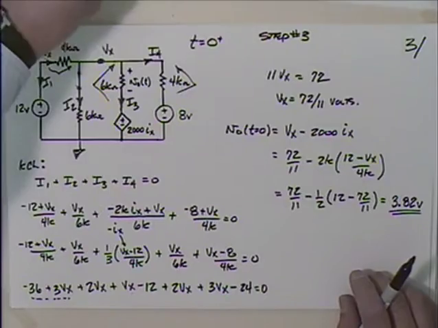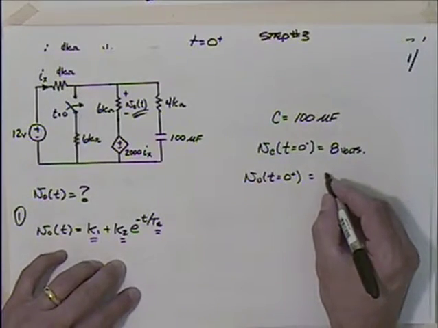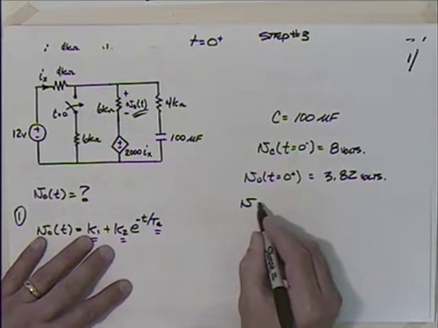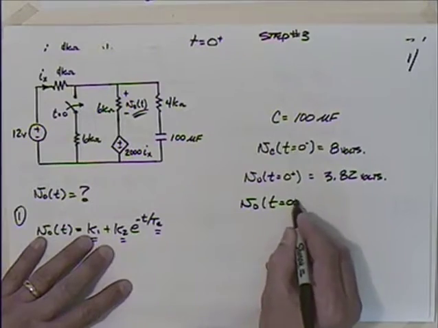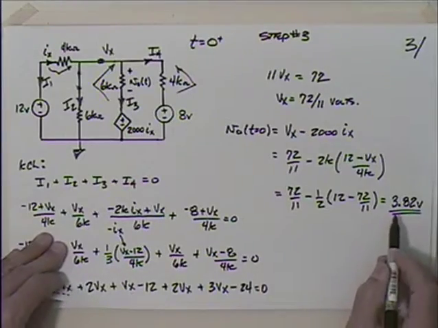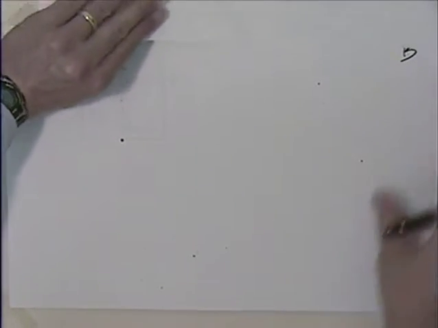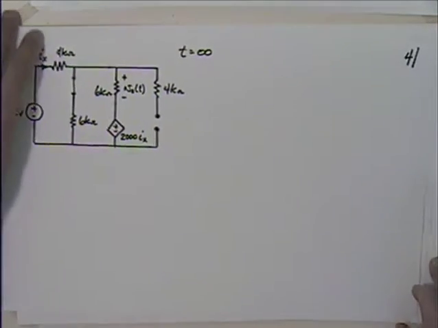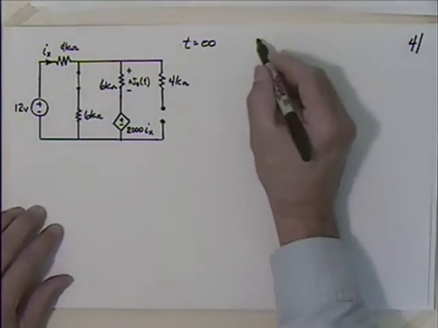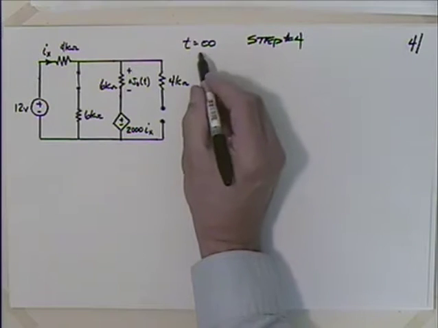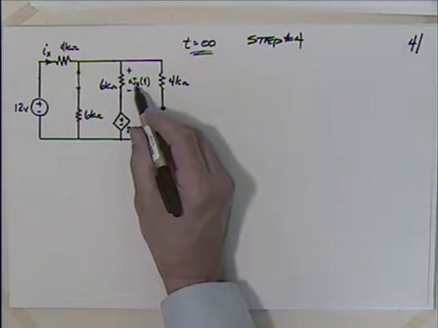So I can come back here to my scorecard. We've got this is 3.82 volts. So the next thing we're going to look for is V naught at t equals infinity, right? So I will move on then. We've got step number 4. What do we do? Well, time goes to infinity. We're looking for this voltage at t equals infinity.